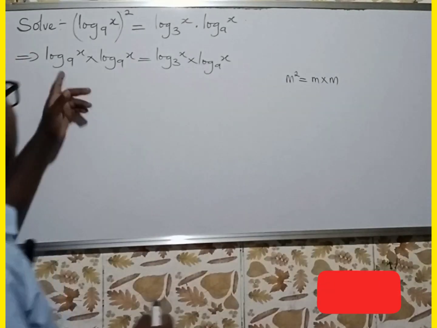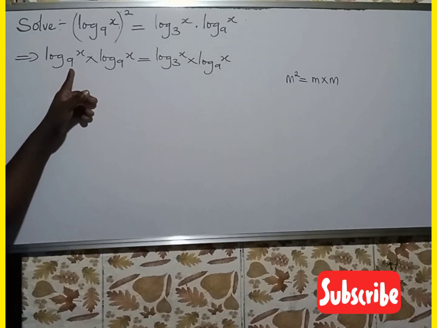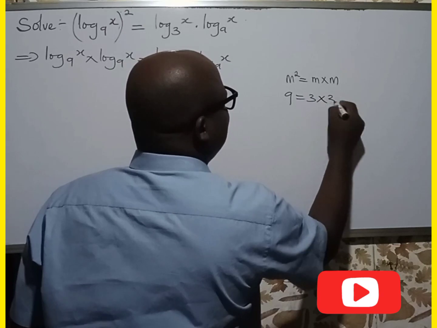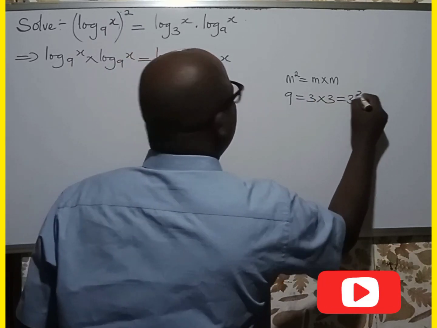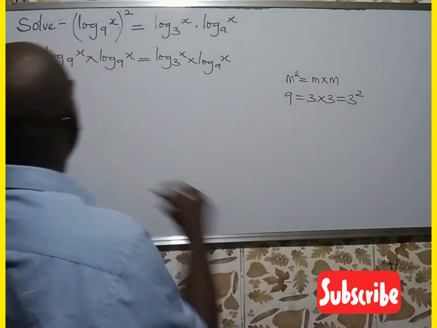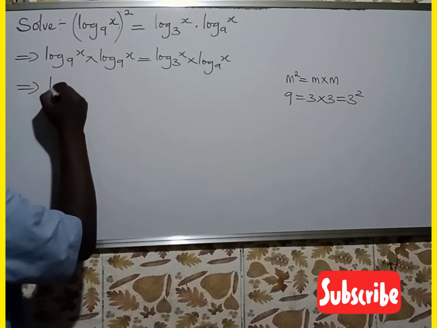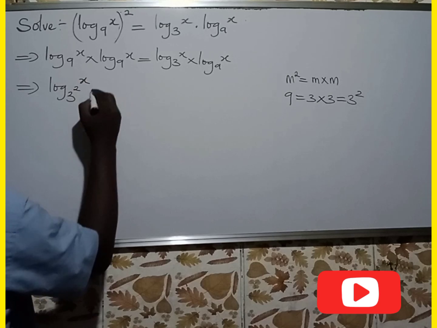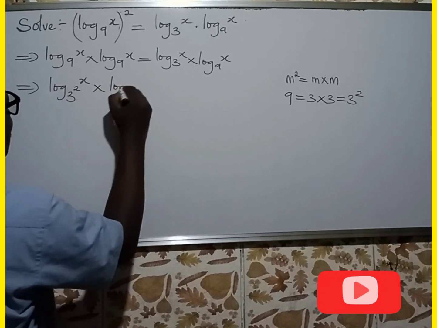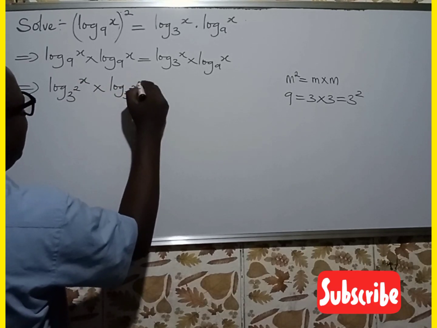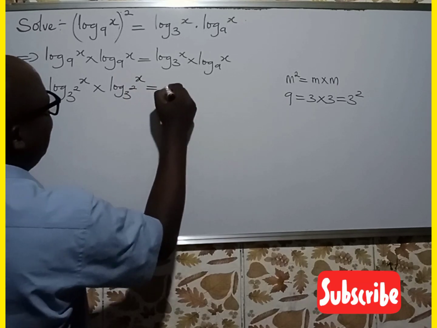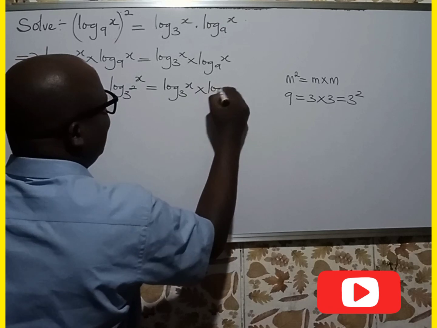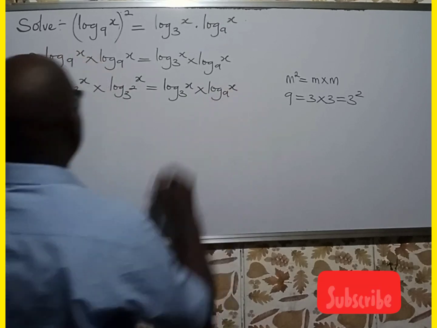We need to simplify the base 9 that is here. Since we already know that 9 is equal to 3 times 3, which is the same thing as 3 raised to power 2, here I am going to have log_(3^2) x times log_(3^2) x. Everything is now equal to log_3 x times log_a x.